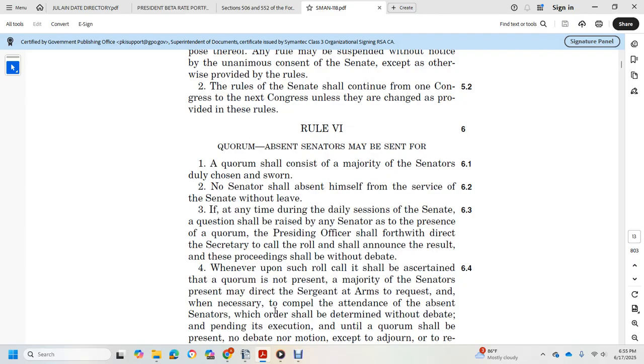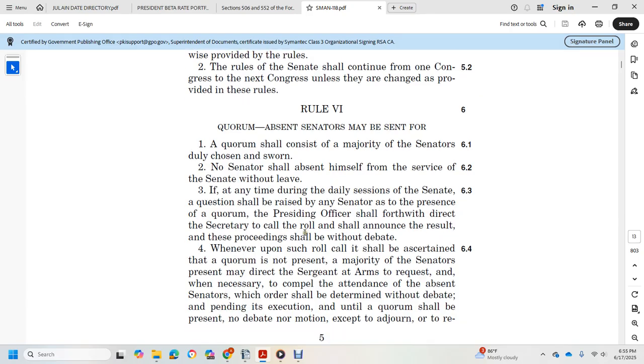No senator shall absent himself from the service of the Senate without leave. If at any time during the daily session of the Senate a question shall be raised by a senator as to the presence of a quorum, the presiding officer shall forthwith direct the secretary to call the roll and shall announce the result of the proceeding, which shall be without debate.